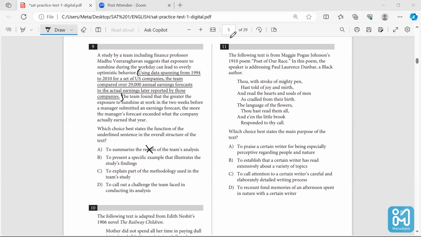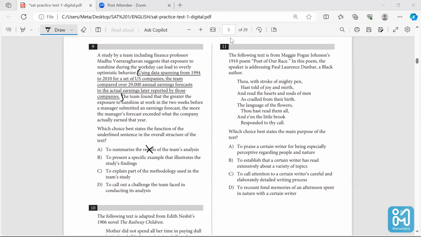I think it's maybe C or B. It explains how... no, wait a bit. Now B. I think it's B because it explains examples that they used from 1994 to 2010. I'm not 100% sure, but I think it's B. By the way, the answer is to present a specific example.